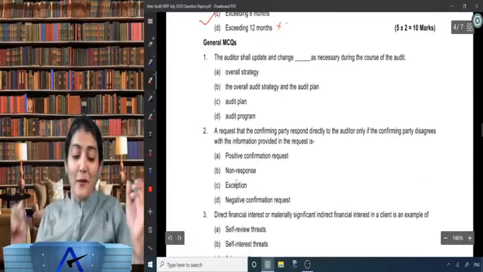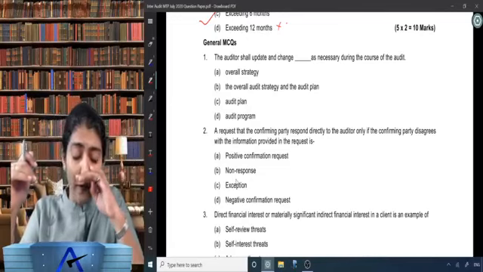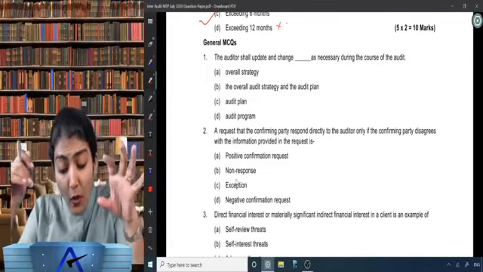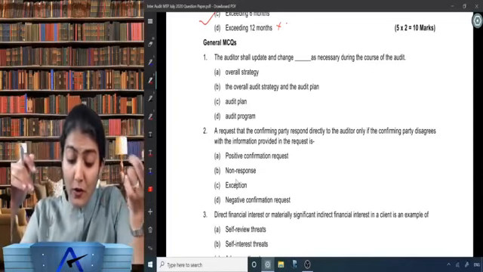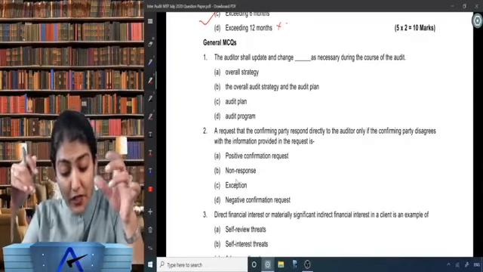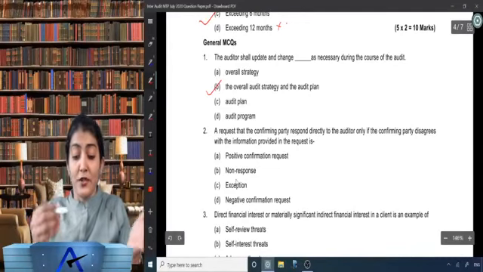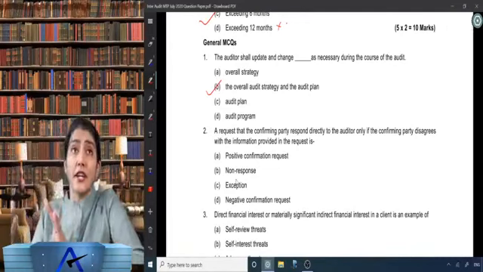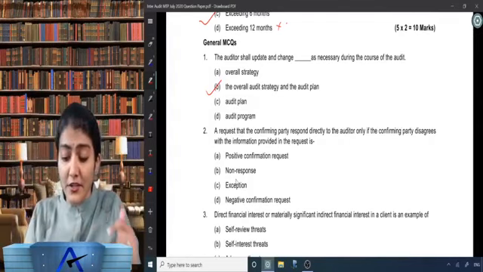The auditor shall update and change dash as necessary during the course of audit. Now the general MCQ, no case study based over there. The auditor shall update and change overall audit strategy, audit plan, audit program. So both strategy as well as plan can be changed as and when the audit progresses. So B is the correct option. The auditor shall update and change the overall audit strategy and the audit plan as necessary during the course of the audit.